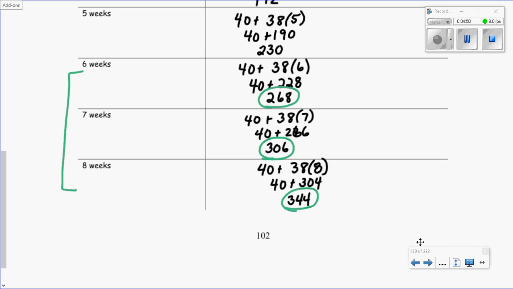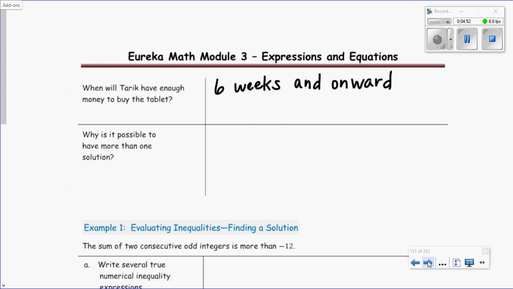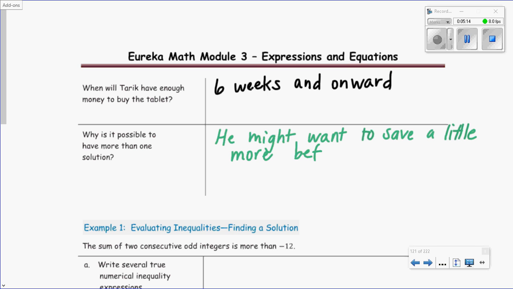Okay, from my perspective, I would say that he might want to have a little more in savings, okay? He might not want to spend all his money. He might want to save a little more before spending the $265.49.